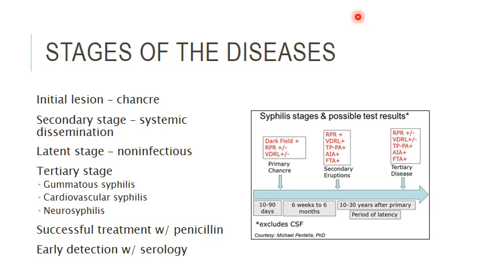Yes, the latent phase can be broken down further into early latent and late latent, but that's really just a matter of how long it lasts. Is it less than a year, more than a year? That's all that means. They are considered to be non-infectious with one exception, and that's if the patient is pregnant. A pregnant woman can pass on syphilis to her unborn child in any stage of the illness, from initial primary through tertiary.